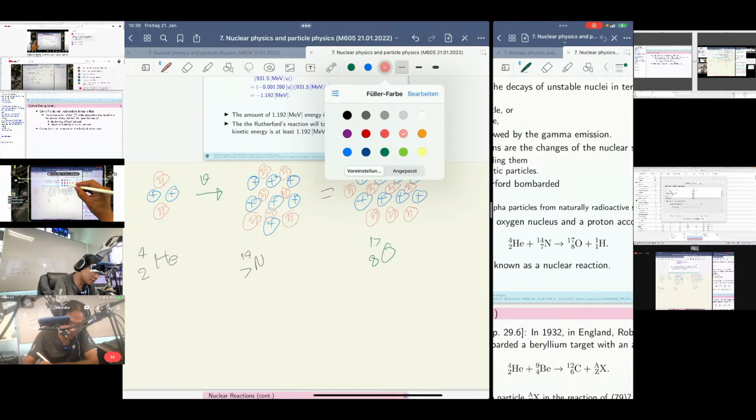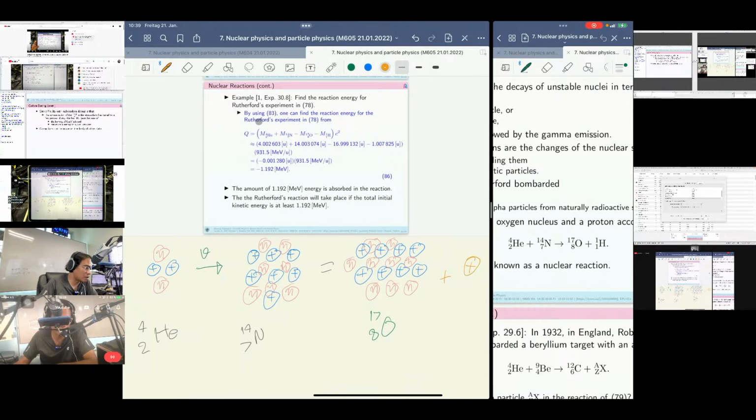Both could move if they have enough remaining energy. This is the product, the result of the experiment by Rutherford. Now find the reaction energy for the Rutherford experiment. We are going to compute the mass difference on both sides. So this is particle A, this is particle B, and mass of particle C, and mass of particle D, right? We use that formula.